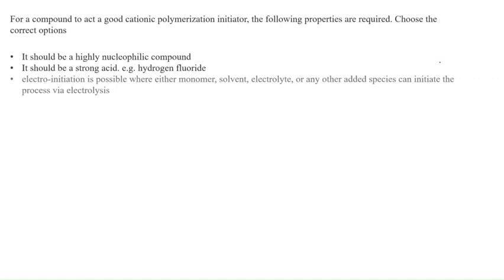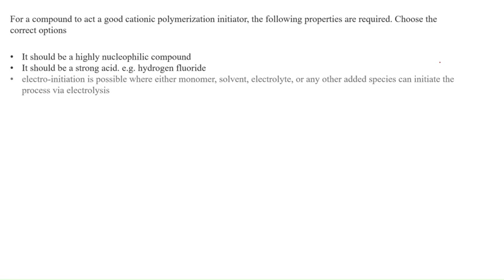For a compound to act as a good cationic polymerization initiator, the following properties are required. Choose the correct option. First, it should be a highly nucleophilic compound. We have seen in the previous question, no. It should be a strong acid, for example hydrogen fluoride. Again, the example of the hydrogen halides shows that they are ineffective as initiators because they are highly nucleophilic. Third one is electroinitiation.